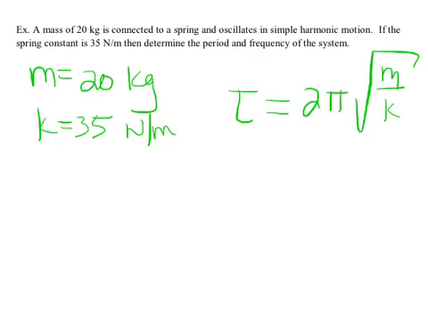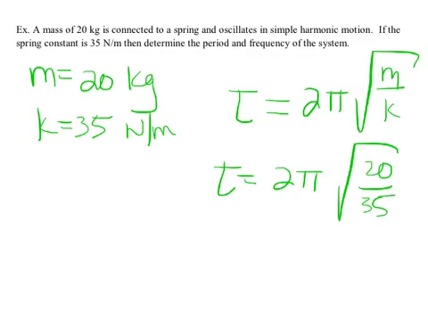So let's find the period first by just plugging in what we know. It's already solved for. We don't have to do anything. Go ahead in your calculator, please. Type in 20 over 35, take the square root, and then multiply that answer by 2 pi. I would always do the radicand first, but you can do it all in one line as long as you use parentheses correctly. So in the calculator, 2 pi, then press square root. It'll open a parenthesis. Do 20 divided by 35, close it, and hit enter.